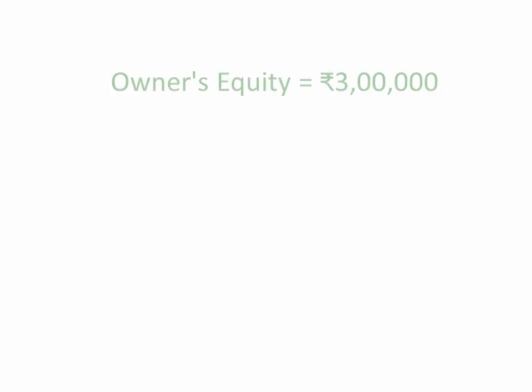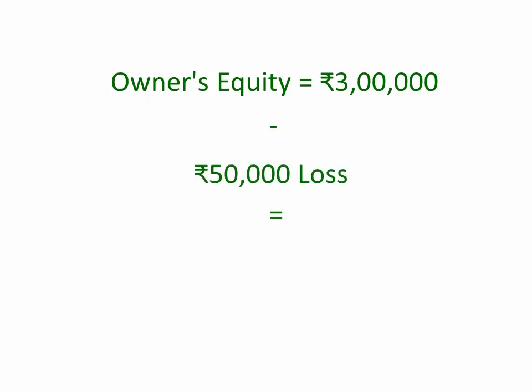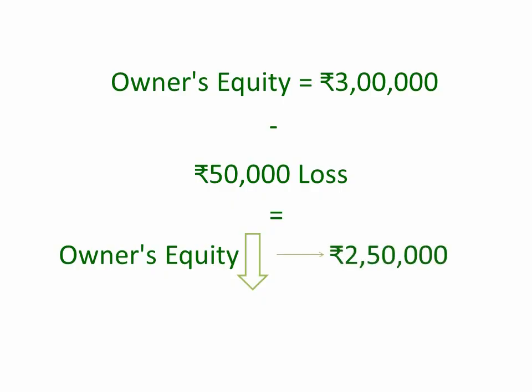But imagine the business makes a loss of 50,000 instead. Now the owner's claim becomes smaller. So 3 lakhs becomes 2 lakh 50,000 rupees. That's why profit increases equity while a loss decreases equity.